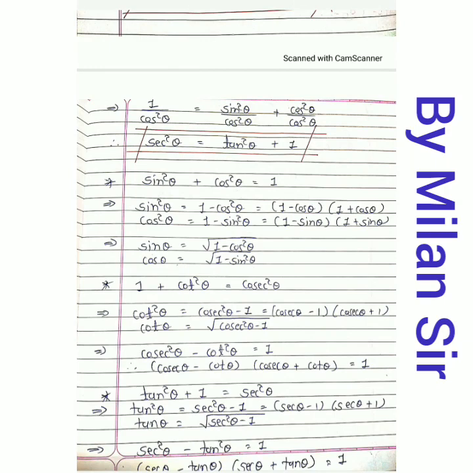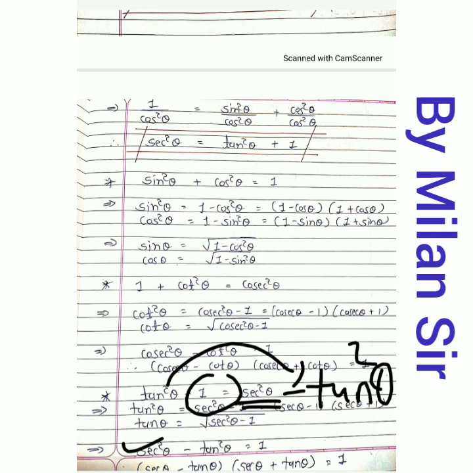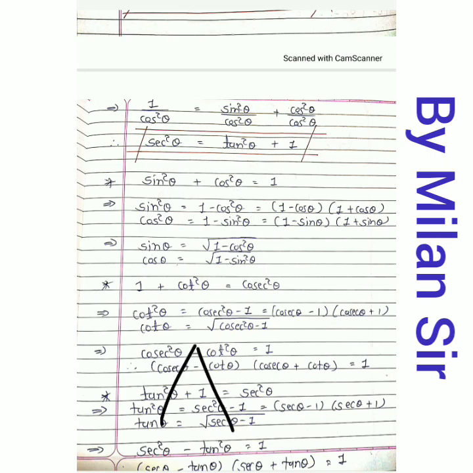Now if we transfer tan square theta to the right hand side, so sec square theta minus tan square theta is equal to 1. Right. This is also a form of x square minus y square. So that I have written here: sec theta minus tan theta, sec theta plus tan theta is equal to 1. Okay. So these are the forms that we can derive from these 3 identities. Okay. So we can use them whenever it's required.